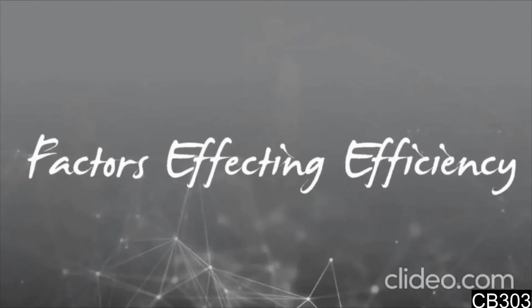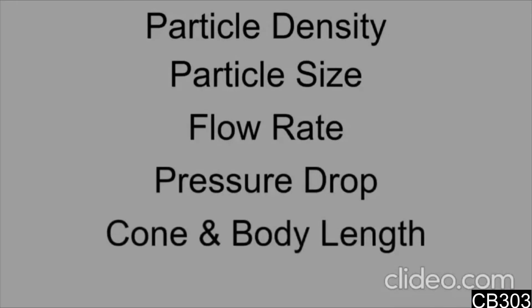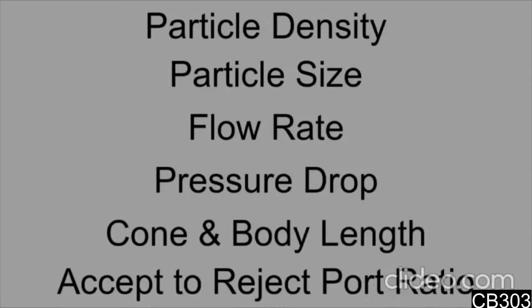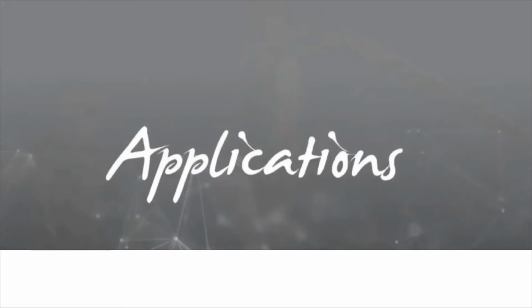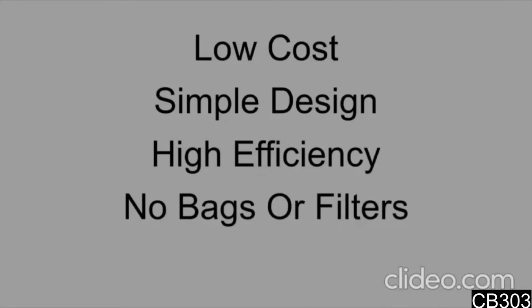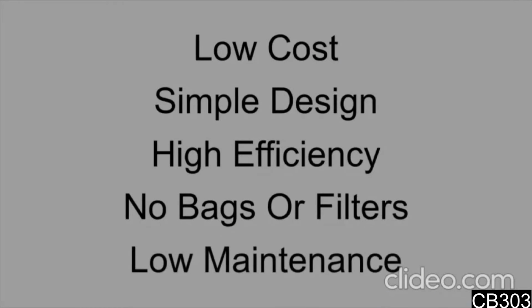Factors affecting efficiency. There are several factors that can affect the cyclone separator efficiency, like particle size, particle density, volumetric flow rate, pressure drop, cone length, body length, and the ratio of accept port to reject port. Even the smoothness of the cyclone separator's internal surface also affects the efficiency. Application of cyclone separators. Cyclone separators are utilized in many applications due to their low cost, simple design and high efficiency. Cyclone separators require no bags or filters and require only low maintenance cost.